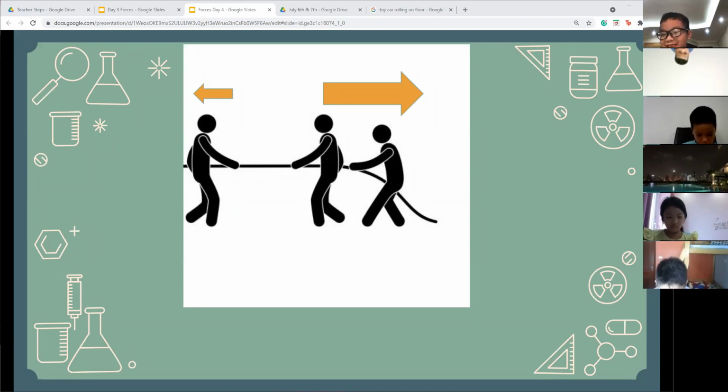Guys, if you ever get your left and right confused, think about what hand you write with. You probably write with your right hand, so just see where your hands are. So yes, the force on the left is smaller. These forces are not equal.